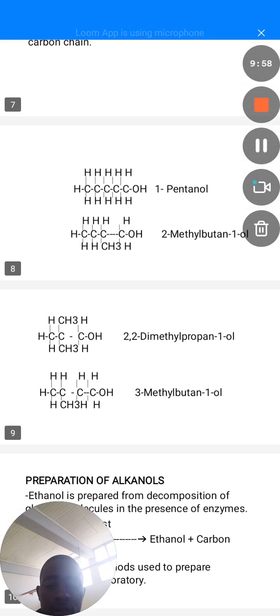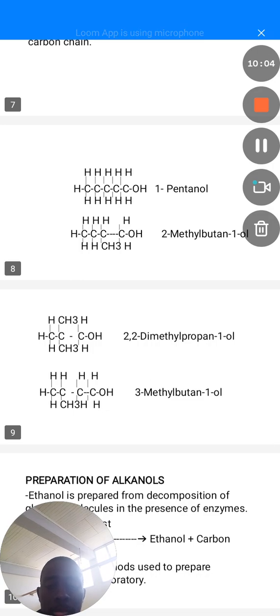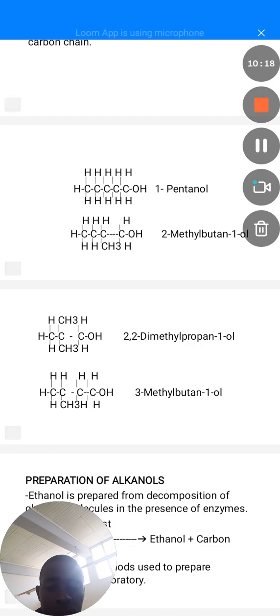So I think you can define alcohols. Any definition of alcohols? Yes. What are alcohols? Alcohols are compounds that are made up of carbon, hydrogen, and oxygen only. Absolutely right. So that is the definition of alcohols, and of course we've talked about nomenclature, whereby you name the longest chain, you number the longest chain, and so on and so forth.